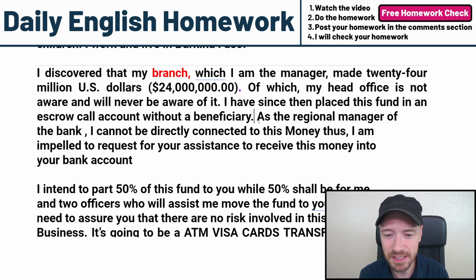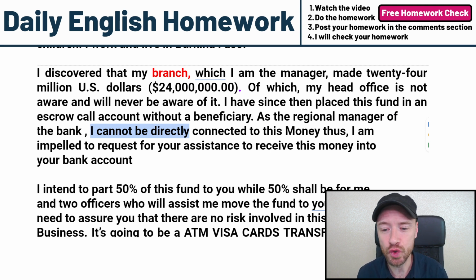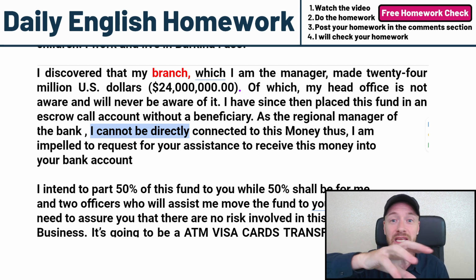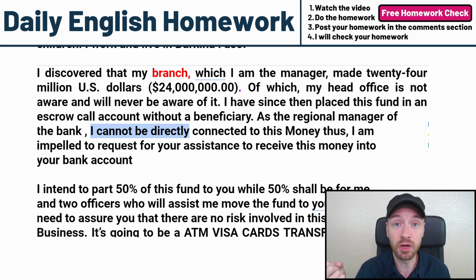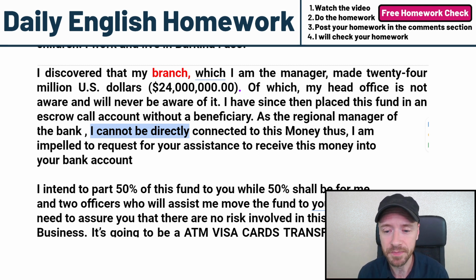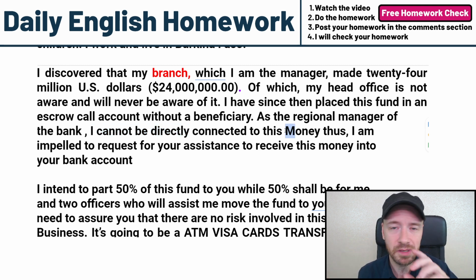So he's smart. Or I don't want to say he's smart, but he's going to explain. "As the regional manager of the bank, I cannot be directly connected to this money." I agree. So he cannot be connected to the money. He wants to protect himself. He put it in that escrow, and he doesn't want to take out the money because he might go to prison. So he wants to send it to someone else. Lucky me.